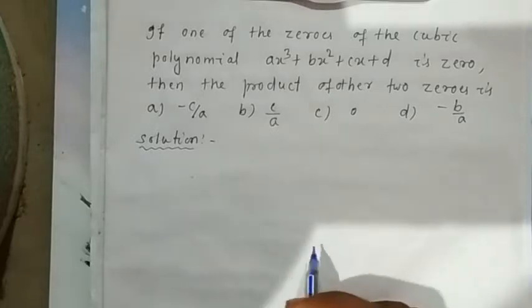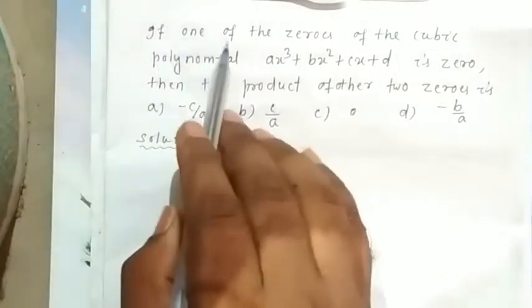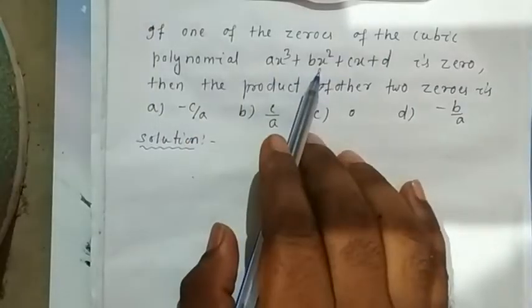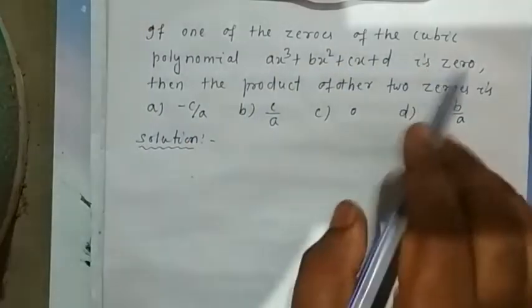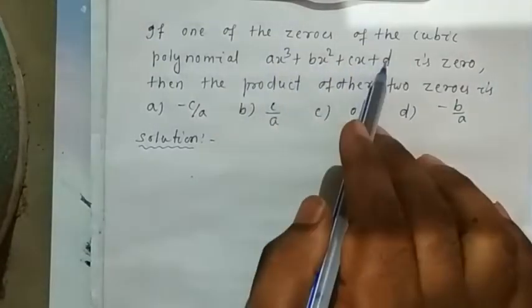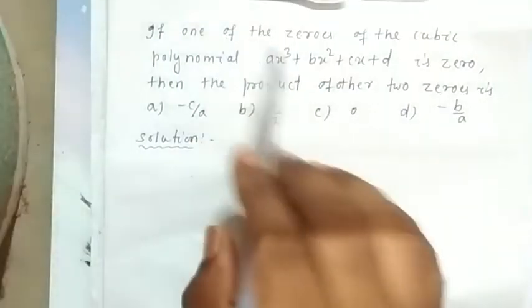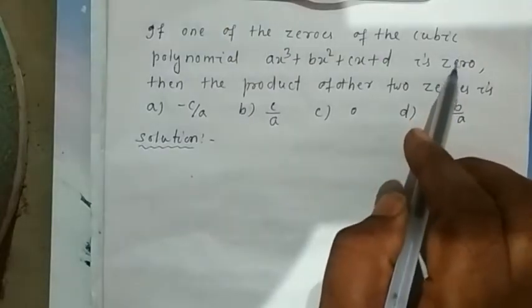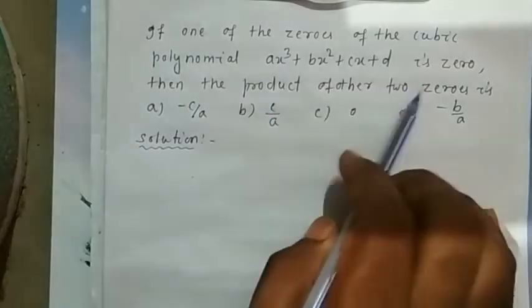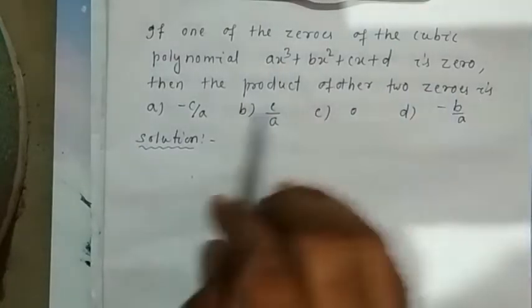And the question is, if one of the zeros of a cubic polynomial ax cube plus bx square plus cx plus d is 0, this is the general formula of a cubic polynomial whose one of the zeros is given as 0, then the product of the other two zeros is how much?